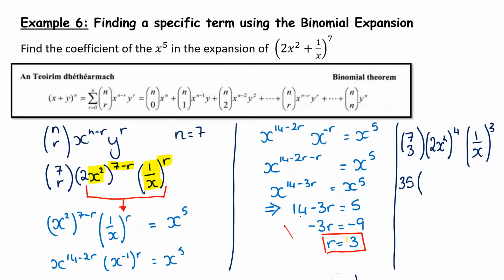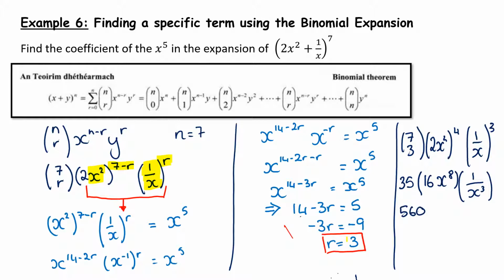So 7 choose 3 is 35, 2x squared to the power of 4. So that's 2 to the power of 4, which is 16. x squared to the power of 4, you're multiplying, that's x to the power of 8. And it gives me 1 over x to the power of 3, because 1 to the power of 3 is still 1. So we've 35 by 16, which gives me 560.